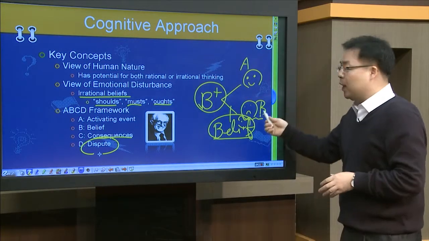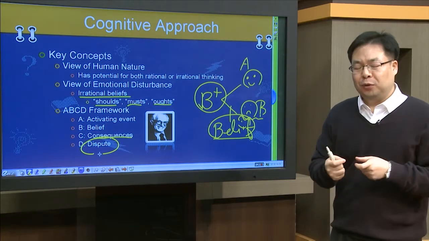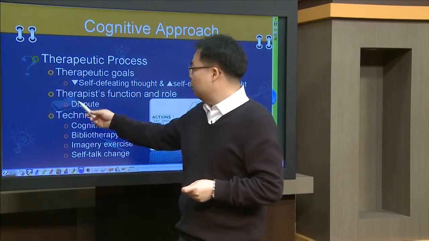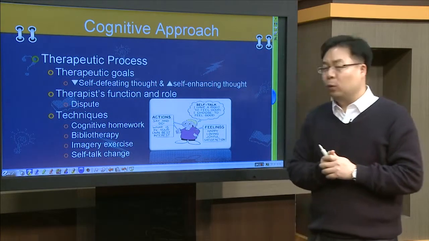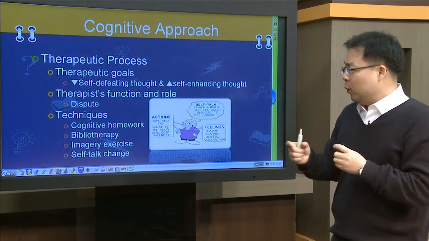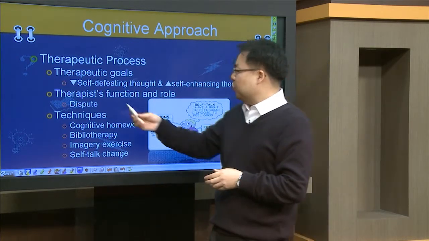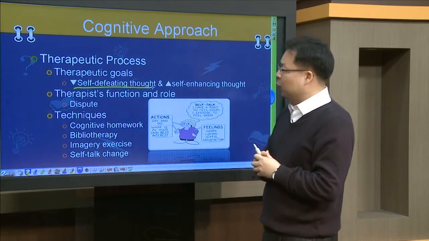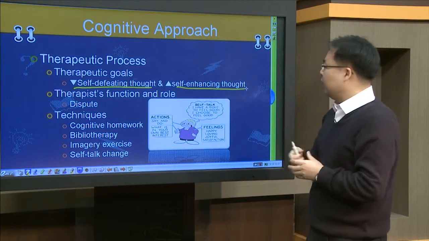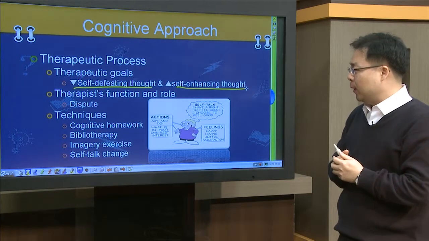Why do you think you have to get an A? So the counselor tries to dispute the client's irrational belief. That is the counselor's role. If you look at the therapist's function and role, the dispute is the counselor's major role. When they work together with the client, they try to help the client decrease self-defeating thoughts, that is, irrational beliefs, and also increase self-enhancing thoughts, that is, rational beliefs. That is the counselor's role and also the goal as well.